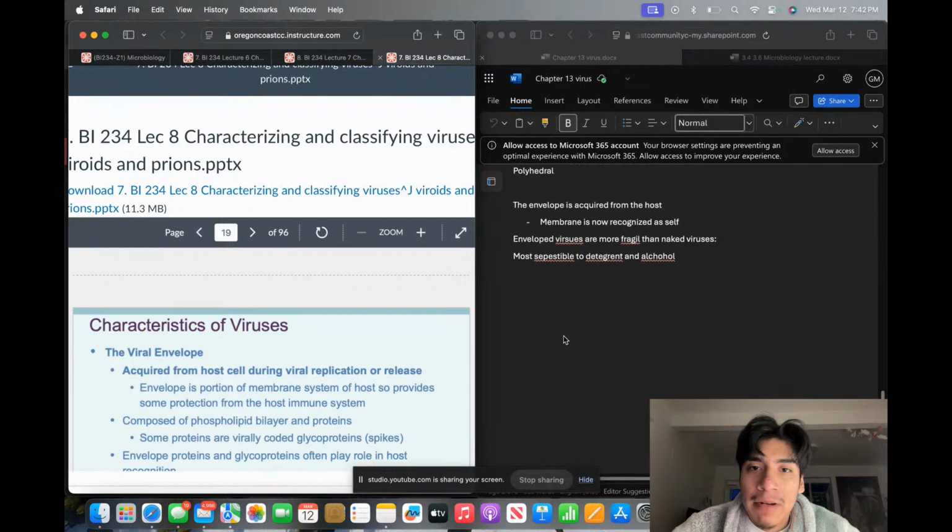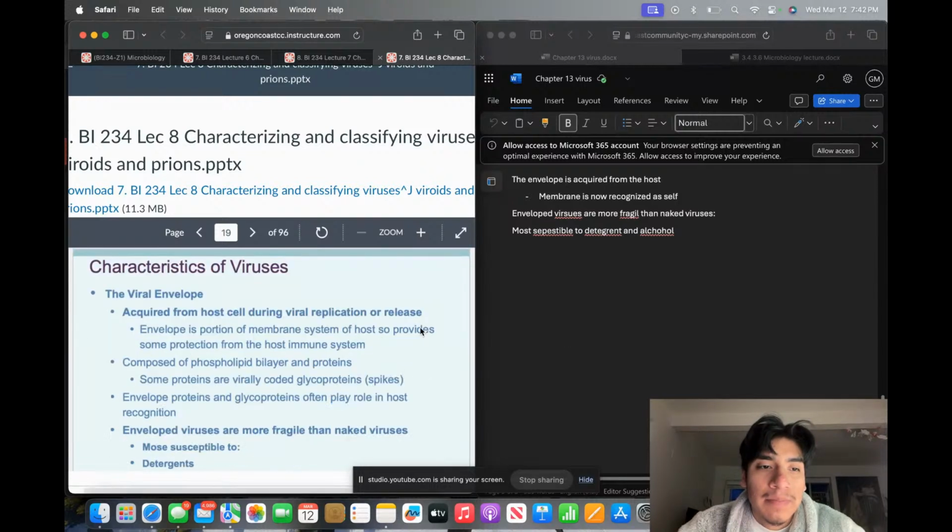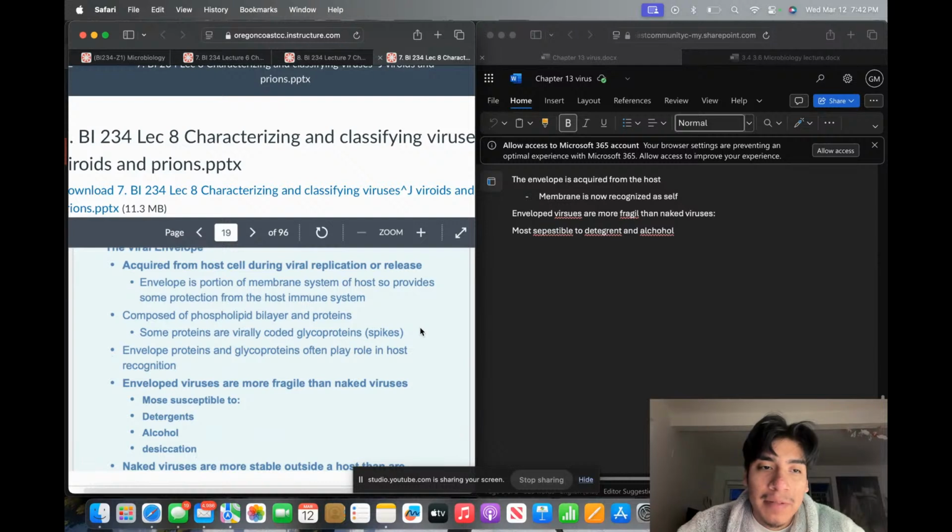All right, so here we are. A viral envelope. That looks like we're at the end of my notes, but I have the next set of notes lined up. Characteristics of viruses, the viral envelope. So this envelope that we've been talking about, I've already mentioned kind of what it is. It's acquired from the host cell during viral replication or release. The envelope is a portion of the membrane system of the host, so it provides some protection from the host immune system. So it's literally just a portion of the cell's membrane, and it's just taking it when it's leaving. And if it's the same membrane, has the same receptor, same everything, it's going to be recognized as a self cell.